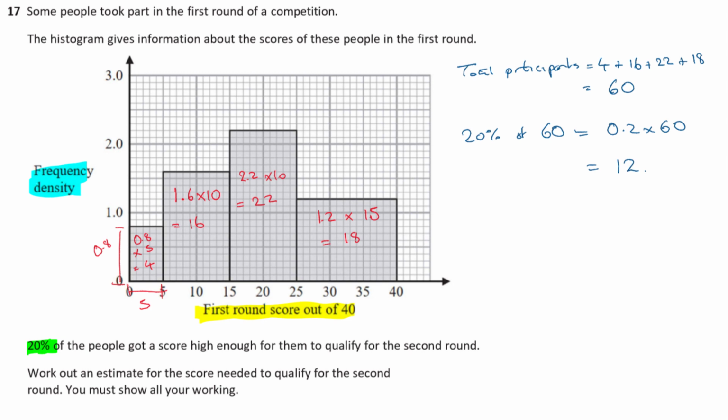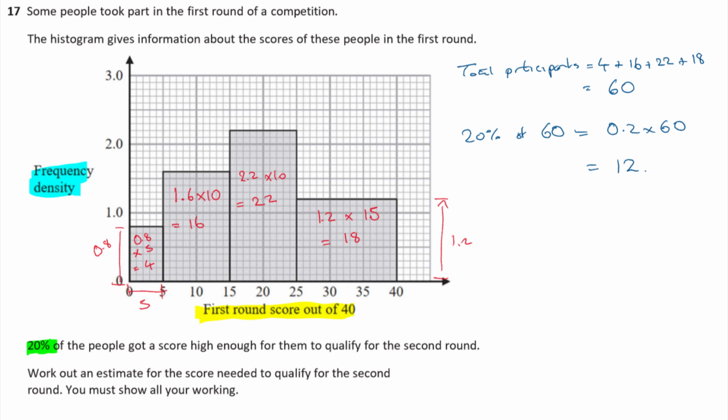So 12 people then scored high enough in the first round to move on to the second round of the competition. So then, where is 12? Now, as we said earlier, it's the people at the top end up here, isn't it? So we want to work out how much we need to cover an area of 12 here. Okay. Now, we know the height of this bar is 1.2. So this is a height of 1.2, isn't it?